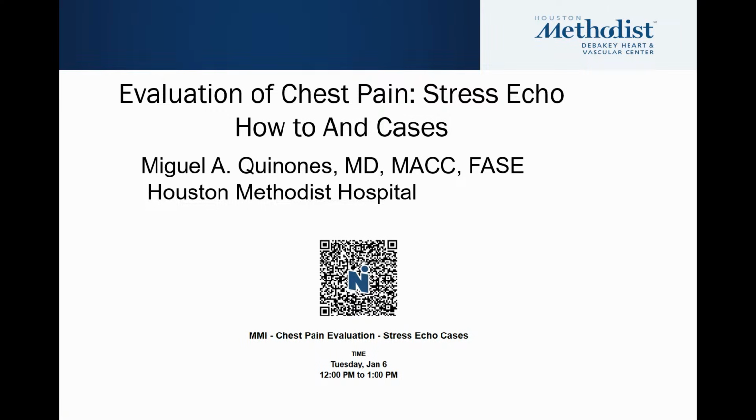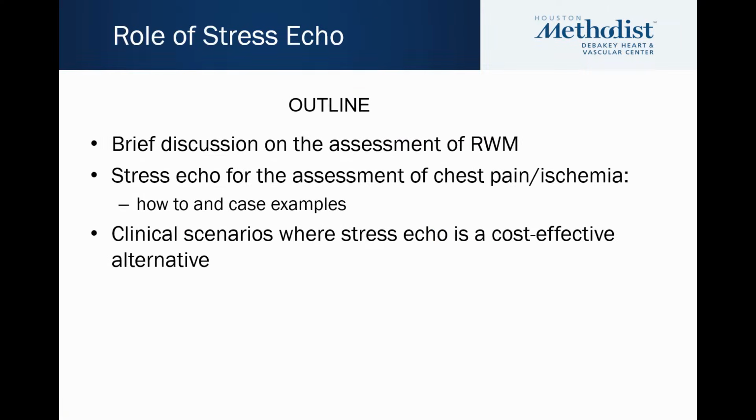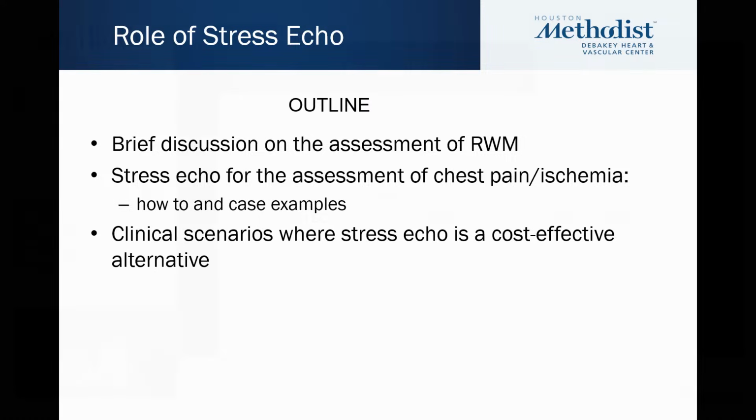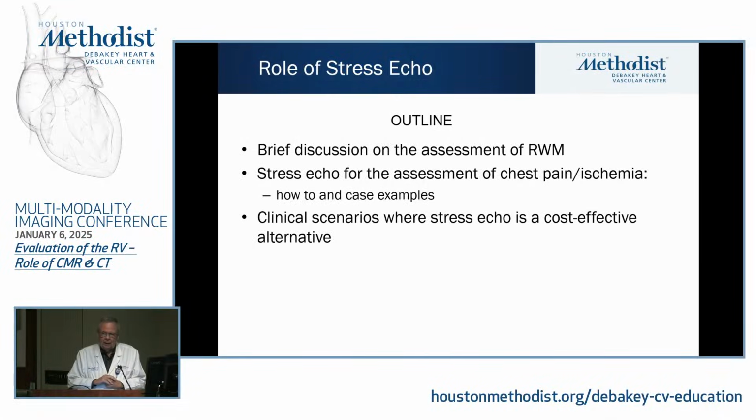So the outline of today, we're going to start with a very brief discussion on how we assess regional wall motion by subjective assessment. And then we'll jump right into stress echo for evaluation of chest pain and ischemia with a how-to-do-it with case examples. And then at the end, we'll finish up with some of the clinical scenarios where stress echo appears to be a very cost-effective and accurate method.